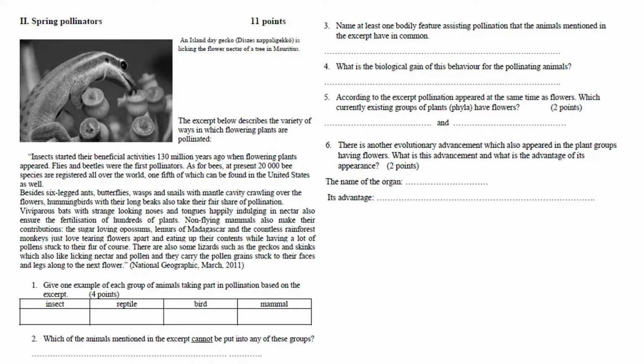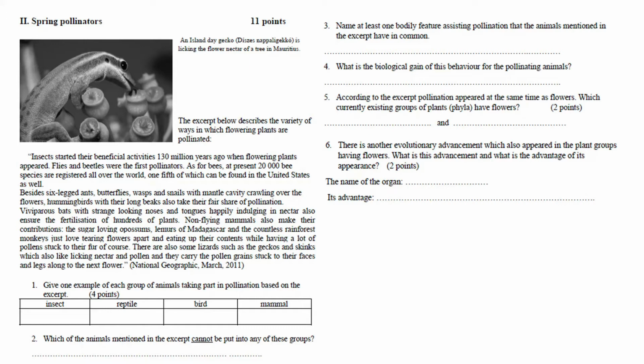Non-flying mammals also make their contributions. The sugar-loving opossums, lemurs of Madagascar, and the countless rainforest monkeys just love tearing flowers apart and eating up their contents while having a lot of pollen stuck to their fur, of course. There are also some lizards, such as the geckos and skinks, which also like licking nectar and pollen, and they carry the pollen grain stuck to their faces and legs along to the next flower.